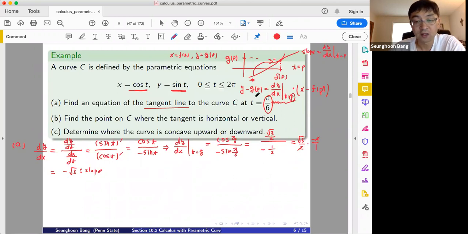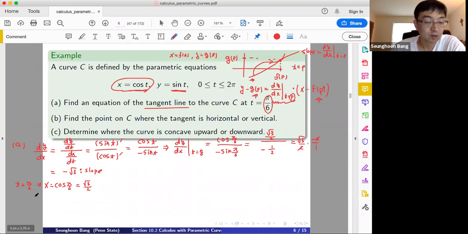The next, you can find the x component and y component of the point. What's the x component? You can plug t equals pi over 6 into x here. So we have x equals cosine pi over 6, which is root 3 over 2. Plug t equals pi over 6 into y. The y is sine of t, sine of pi over 6, which is 1/2. So we have 1 point. The point is the x component root 3 over 2, y component 1 over 2.